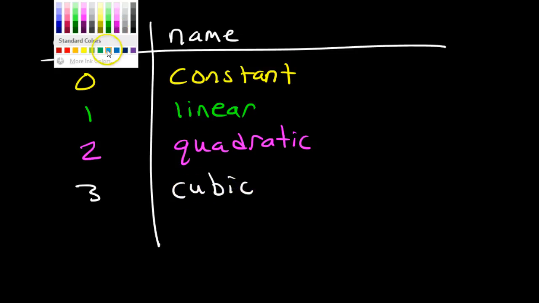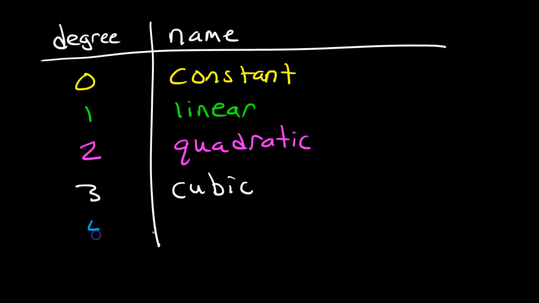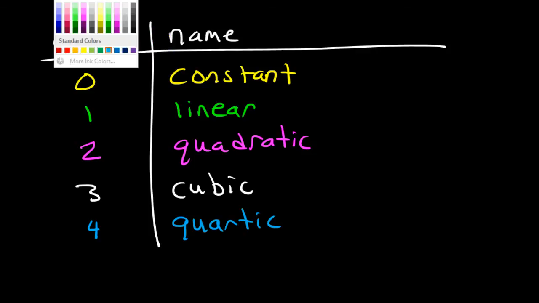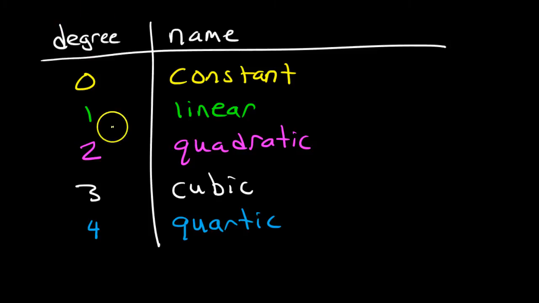If the degree is 4, that's called quartic. And last but not least, out of colors, so I'm going to go back to this. If the degree is 5, that is called quintic. Okay, so you need to memorize this list. So this is how you name according to the degree.